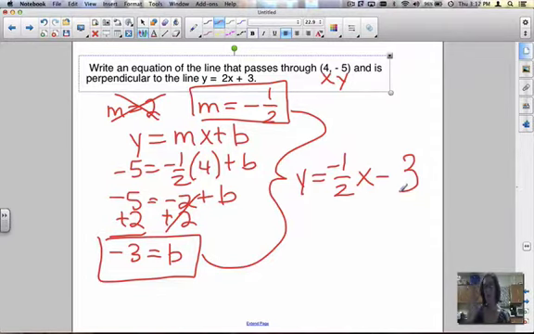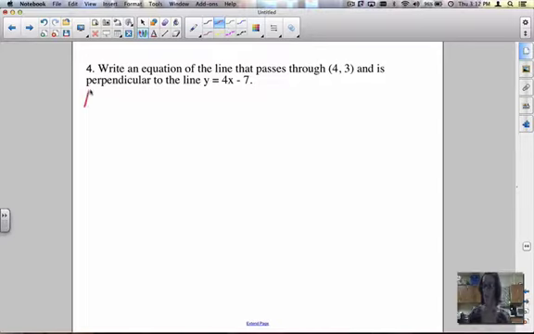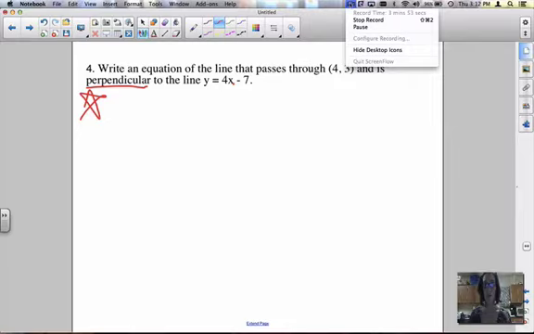Okay, so again, this was the podcast that talked about parallel and perpendicular lines. So you had 2 problems that you need to do on your own. This is the second one. Again, it's asking for perpendicular, so make sure that you're switching the slope so that it's perpendicular. All right, this concludes the podcast for 4.5.